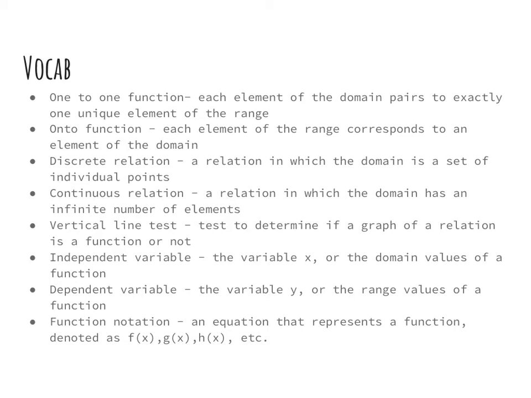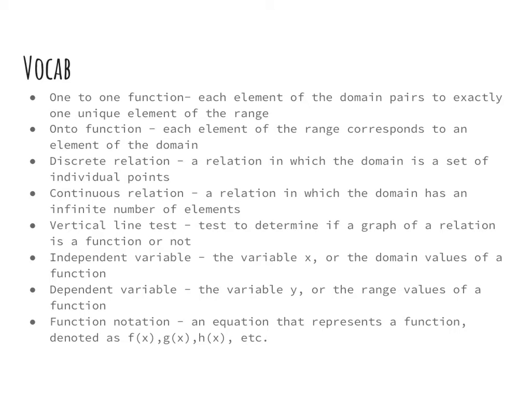Okay, so the first one we have is a one-to-one function. Each element of the domain pairs with exactly one unique element of the range. So all the domain values have a different range value going with them. An onto function is when each element of the range corresponds to an element of the domain. So every number in the range is paired with a domain value.